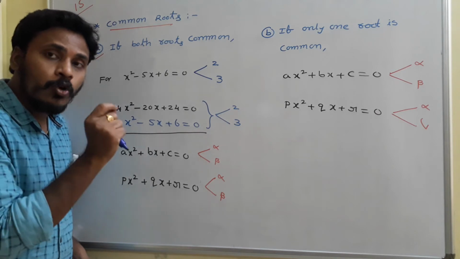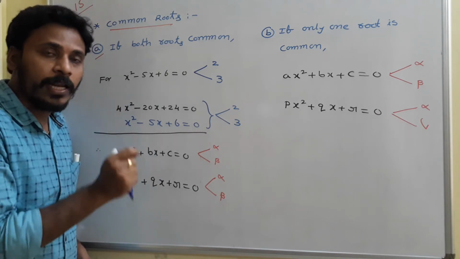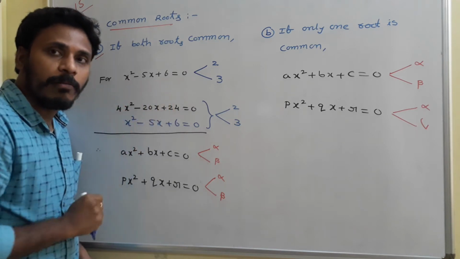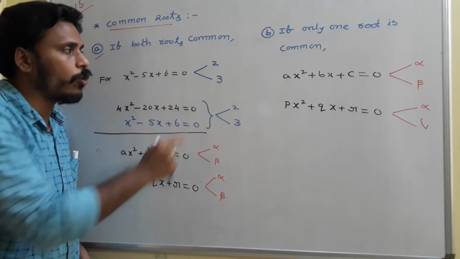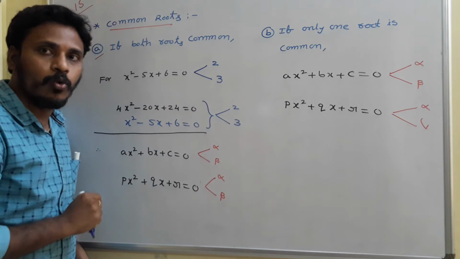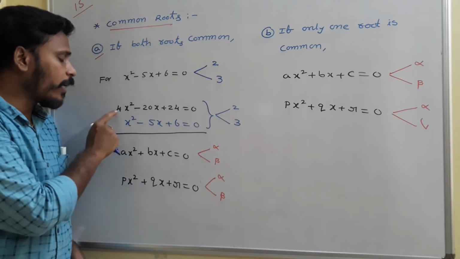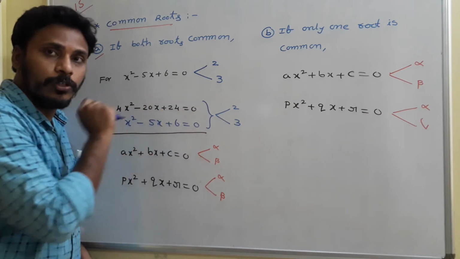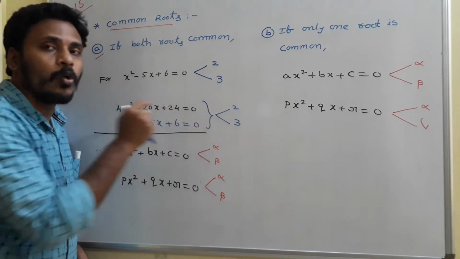Now just pay your attention on the two equations. The first equation is x square minus 5x plus 6 is equal to 0. Its roots are 2 and 3. The second equation, 4x square minus 20x plus 24 is equal to 0. Its roots are again 2 and 3.